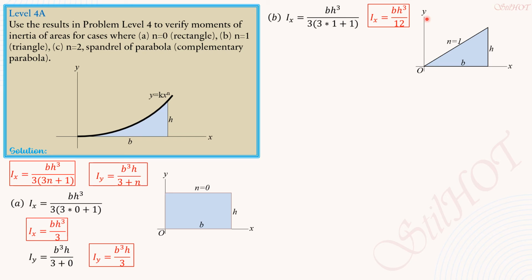Then Iy, using this formula, b cubed h over 3 plus 1 is b cubed h over 4. So I hope you can familiarize yourself with that.